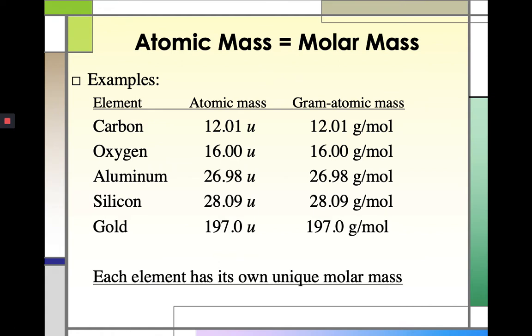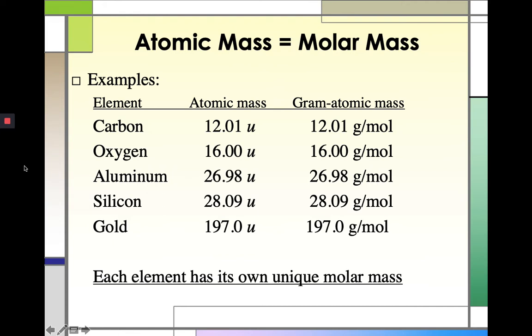So for example, here you have carbon, which has an atomic mass of 12.01 amu. Then therefore, 1 mole of carbon is equal to 12.01 grams per mole. Okay, it has the molar mass of 12.01 grams per mole. The same thing with oxygen, which has 16.00 amu, that's atomic mass. So if we are going to talk about the molar mass of oxygen, then that's 16.00 grams per mole. Okay, now take note that each element has its own unique molar mass.